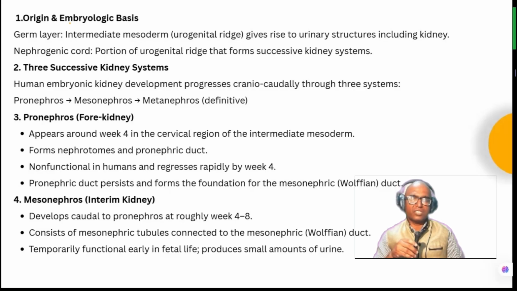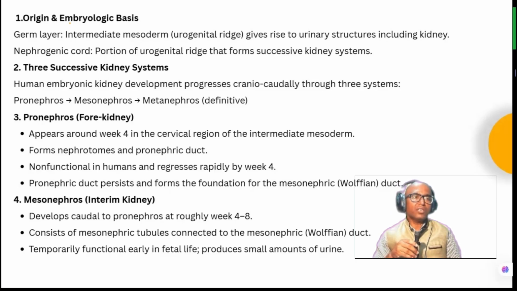There are three successive kidney systems. Human embryonic kidney development progresses craniocaudally through three systems, that is pronephros, mesonephros, and metanephros, that is the definitive kidney. The pronephros or forekidney appears around 4 weeks in the cervical region of the intermediate mesoderm. It forms the nephrotomes and the pronephric duct. It is non-functional in humans and regresses rapidly by around 4 weeks.